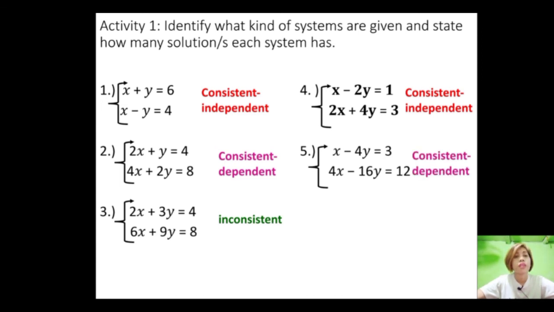For the last one, it is consistent dependent. Bakit po? Kasi pwede po nating i-multiply yung first equation by 4. Mag-identical po sila. So, magiging 4x minus 16y equals 12. So, equation 1 naging parehas na po sa equation 2. So, therefore, consistent dependent ang system na yan. And it has infinite number of solutions.